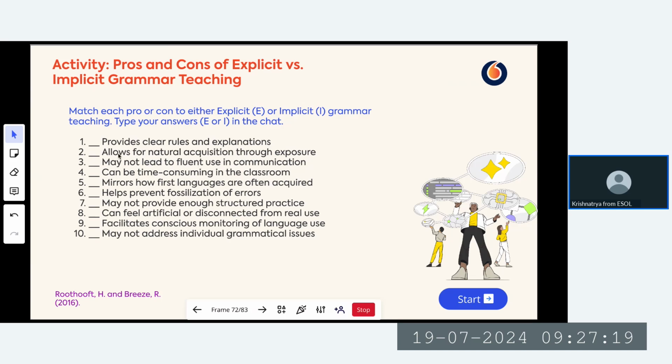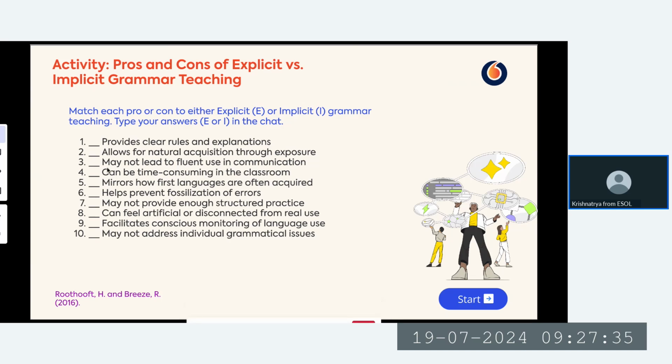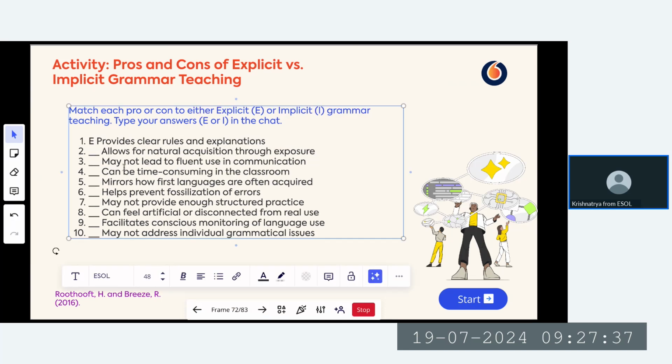Let's do number one together. It provides clear rules and explanation. So is it explicit or implicit? Explicit. Very good. I'm going to give you 2 minutes. Let's do the rest of it ourselves, and then we'll check the answers together. If you understand the game, show me a thumbs up. Time starts now. Thanks.